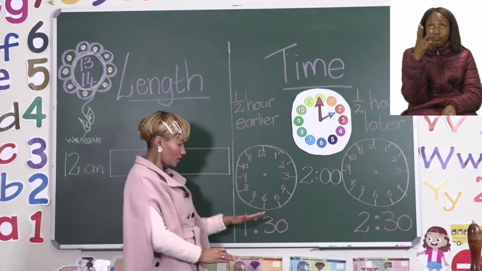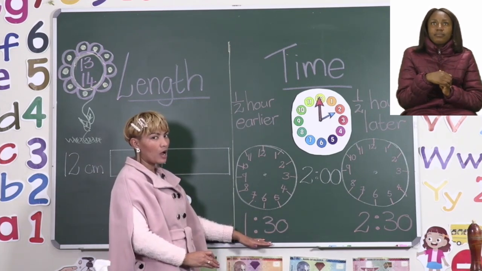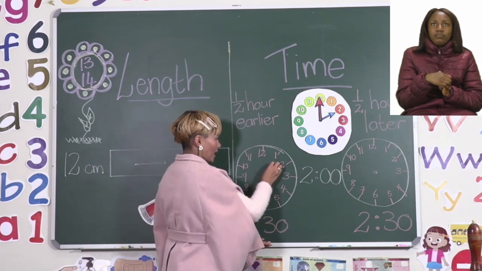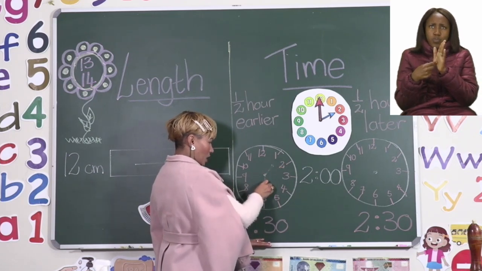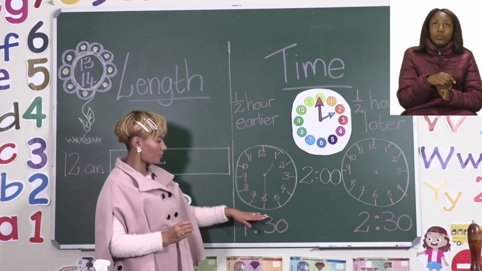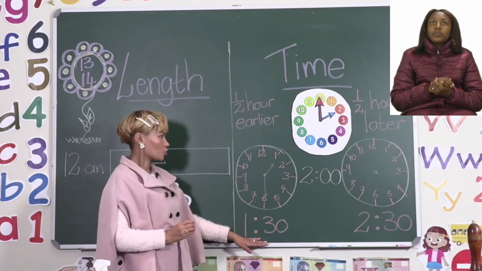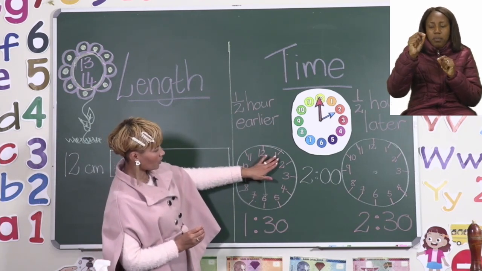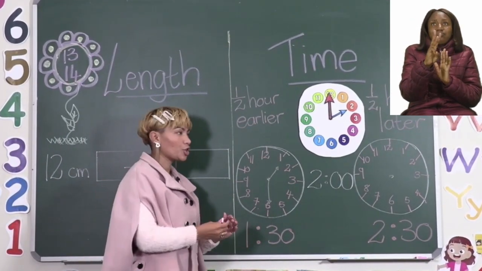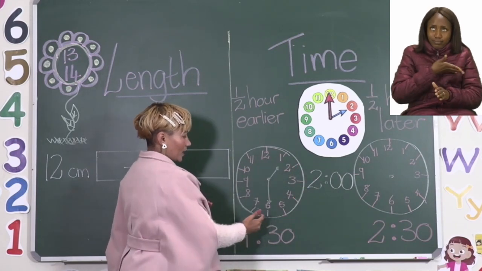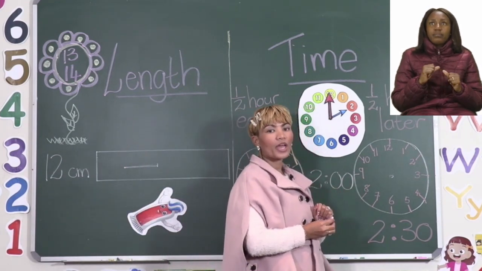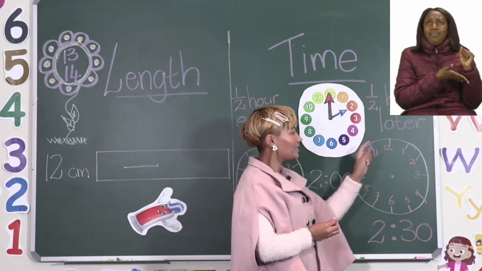Okay, now all we have to do now is draw in the hands. So for this clock we said it's supposed to be 1:30. Okay, so we draw our short hand over there and we draw our long hand over here. So this is what 1:30 looks like. Your short hand is somewhere in between 1 and 2, and your long hand will be on the 6 because it shows half an hour earlier.